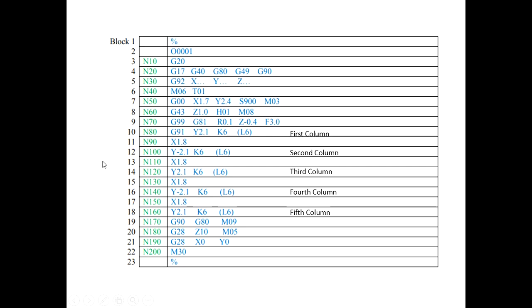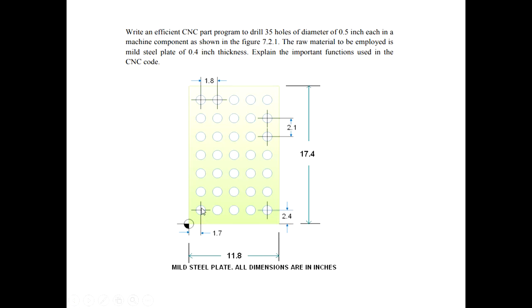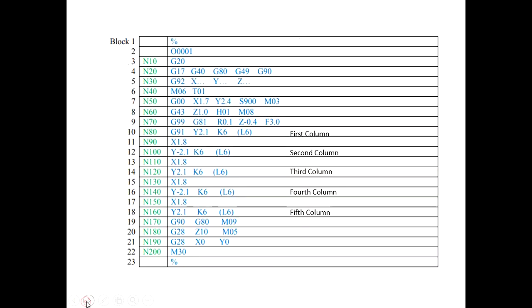So this will drill the hole at the first position. The first position hole will be drilled. X is 1.7, Y is 2.4. You can see X is 1.7 and Y is 2.4. So at this position the first hole will be drilled by N70. N70 will drill the hole at position 1.